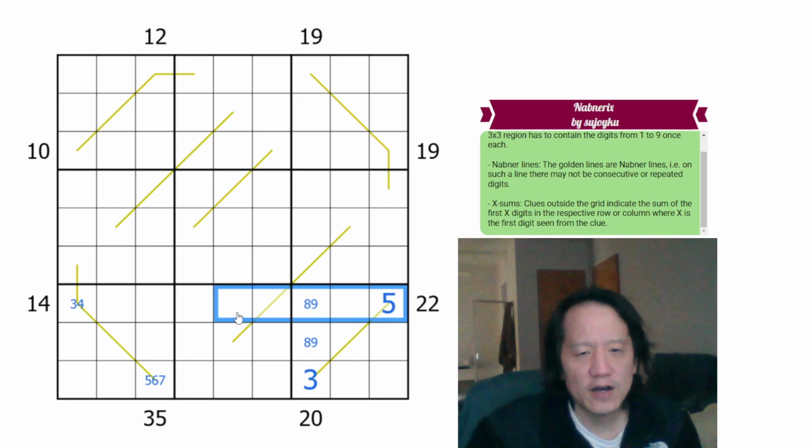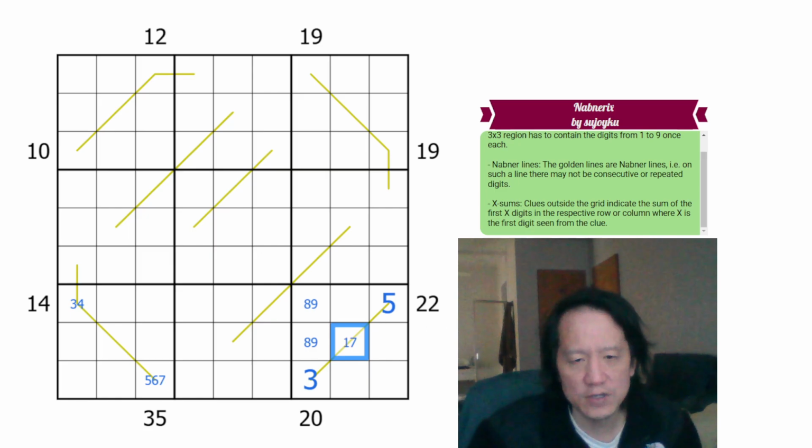Now, this is 5 digits adding up to 22. We have at least 5 and 8. This can't be 1. This can't be 2 or 4. It can't be 3, 5, 8, or 9. It can't be 6 because it's consecutive with 5. Therefore, this is 1 or 7.